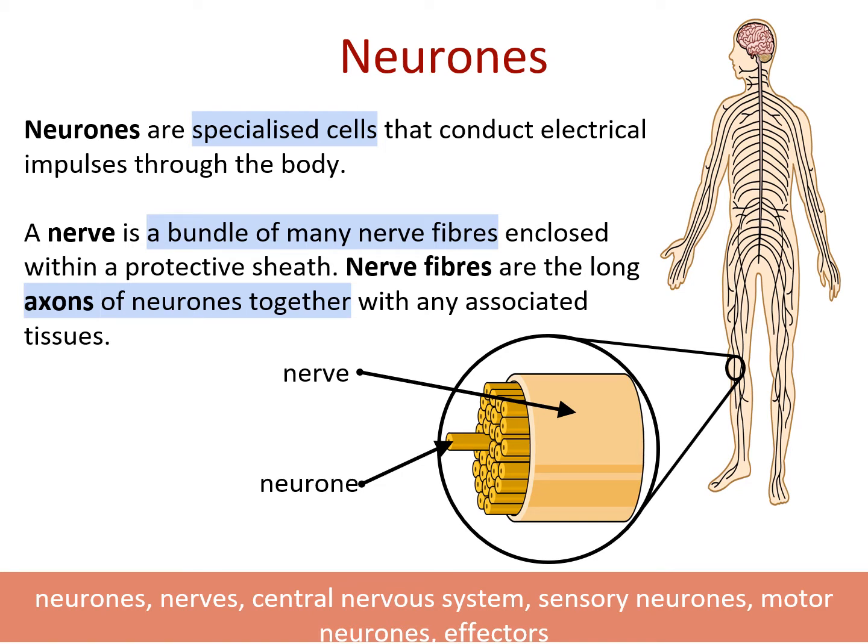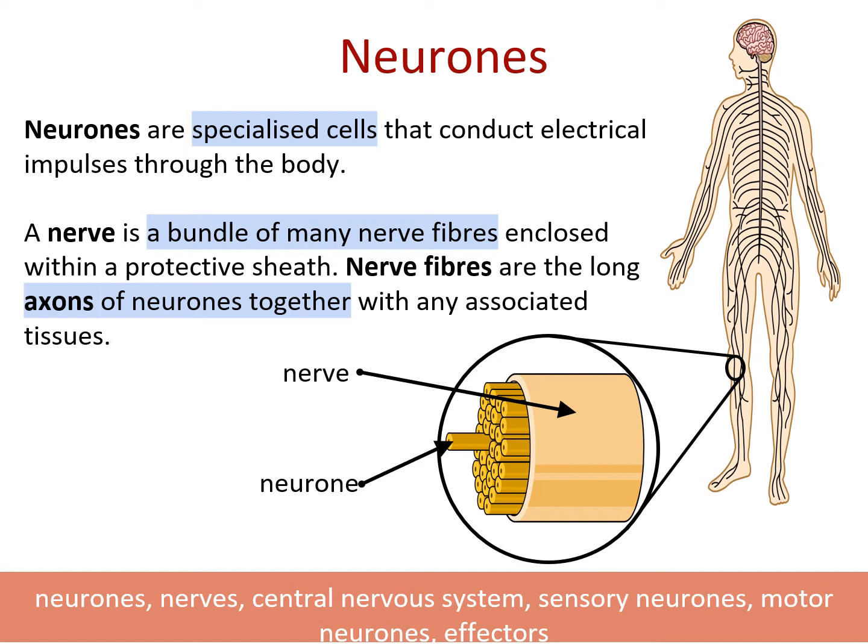Right, so neurons are specialized cells that conduct electrical impulses through the body. So they carry an electrical impulse. That is often a couple of important keywords to write in exam answers. So the neuron is the cell. A nerve is then a bundle of nerve fibers within a protective sheath, because nerve fibers are long axons of neurons together with any associated tissues. So we've got nerves, bundles of nerve fibers, and neurons are the actual specialized cells.